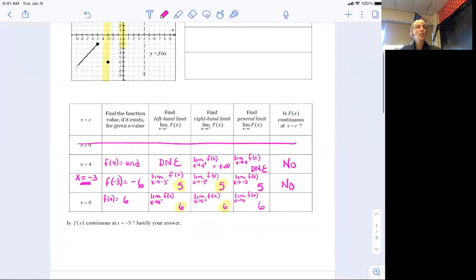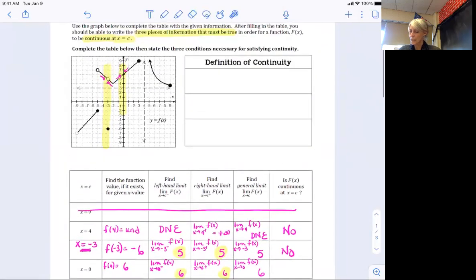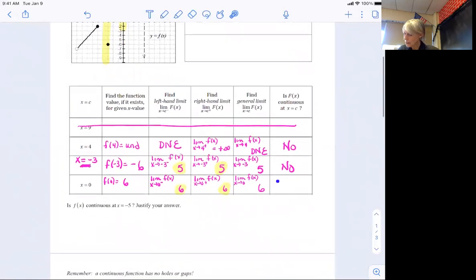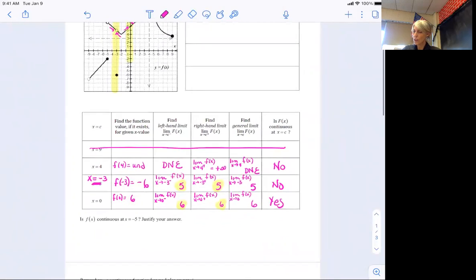Is this function continuous at C? Visually, when I pass through 0, when I plug in 0, can I draw that portion of the graph without lifting up a pencil? Absolutely. So yes, this function is continuous at C. What do you notice? In order for a function to be continuous, our limit and our function value are the same numbers.